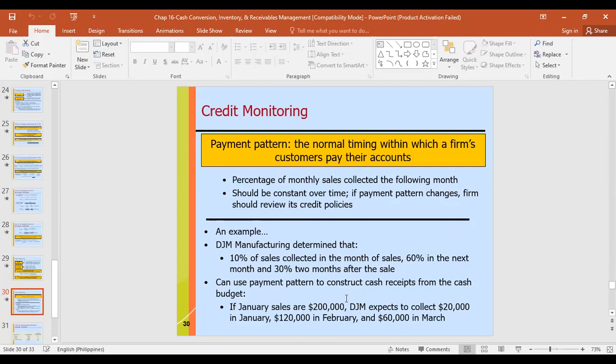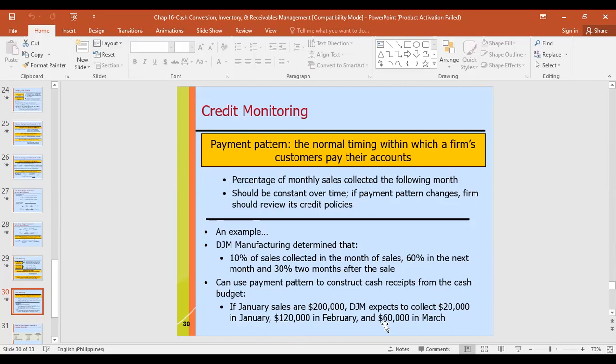Then we can use the payment pattern to construct cash receipts for the cash budget. If January sales are 200,000, following the percentages, remember 10% in that month. So in the month of January, that would be 20,000. 60% of 200,000 in February, we have 120,000 in that month again, and 30% of our 200,000, that's 60,000 in the month of March.